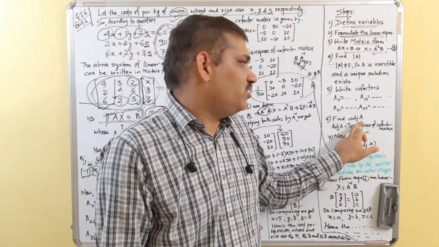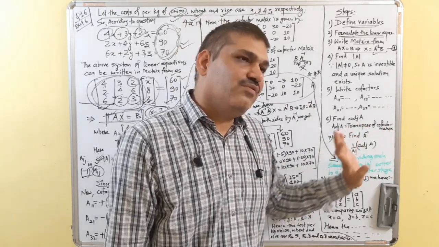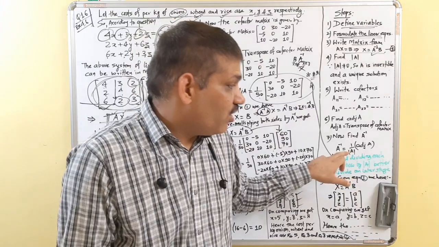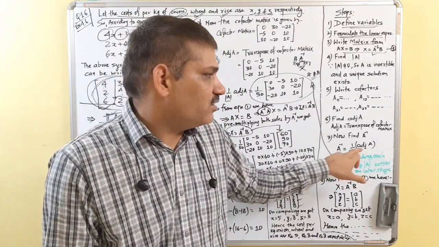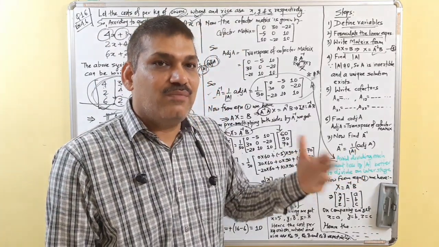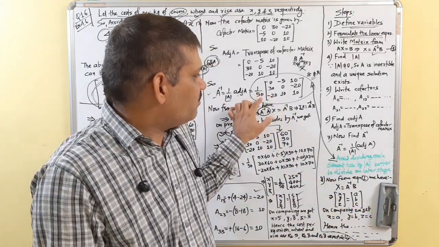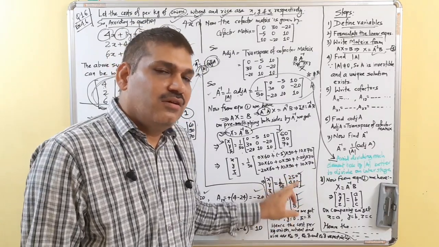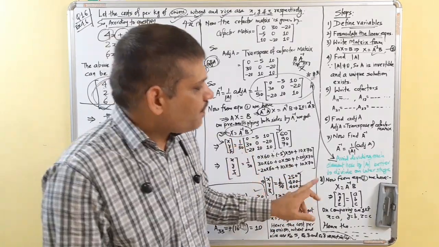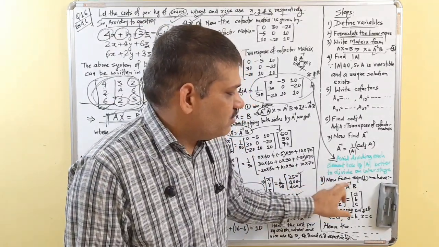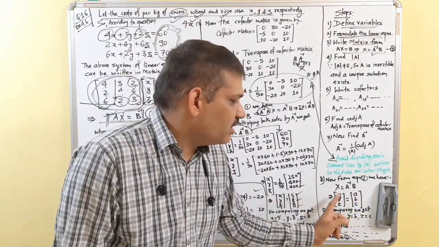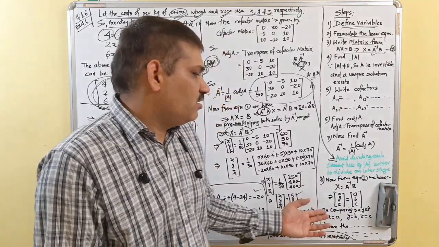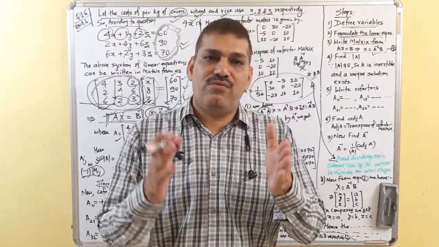After that we find adjoint A. Adjoint A is nothing but the transpose of cofactor matrix. Then we write A inverse. And here avoid dividing each and every term by determinant A because it will make the process lengthy. We'll let it be as it is, and in the last step we'll divide by determinant A. Well, now we have X is equal to A inverse B. On comparing, we get the value of x, y, z, and if it is a word problem, then we write the answer in words.